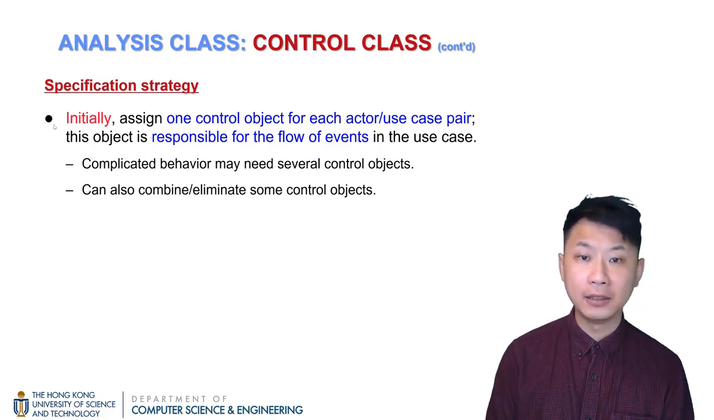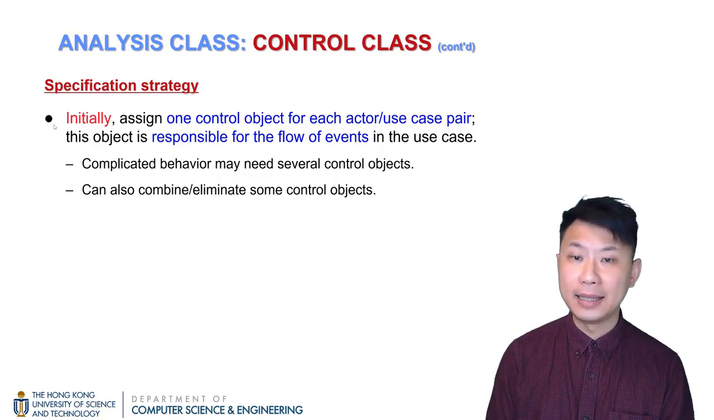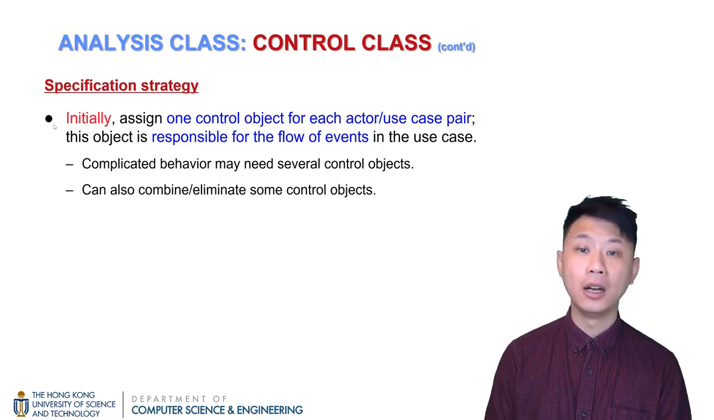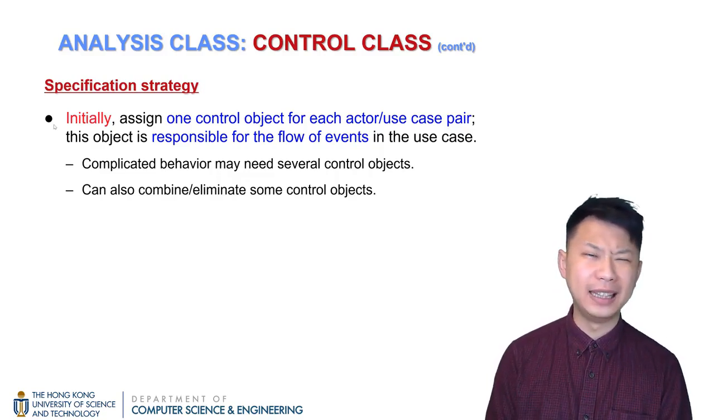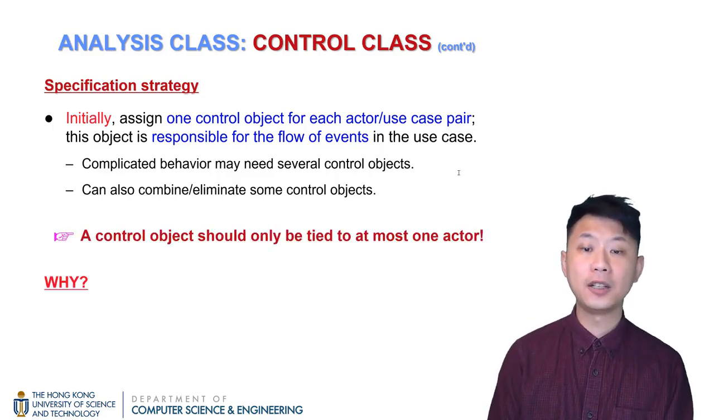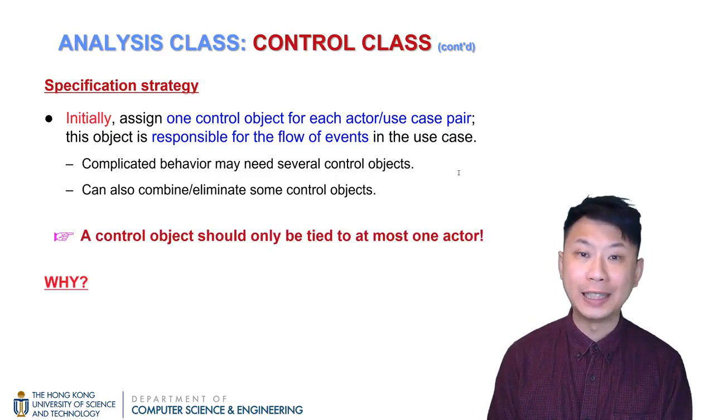Initially, we assign one control object for each actor and use case pair. And this object is responsible for the flow of events within the use case. If we have some complicated behavior within a use case, then we may need several control classes. And it's also possible that we can combine several control objects together or eliminate some of the less important control objects. And notice that a control object should only be tied to at most one actor.